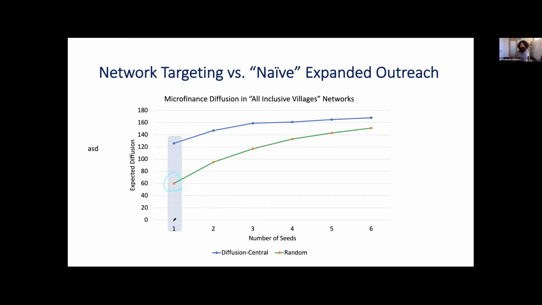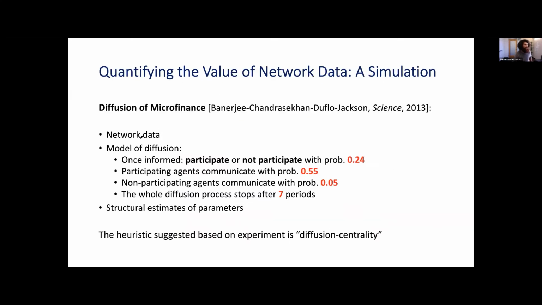If I have one seed, and I go to all these 75 villages that I have data for and randomly seed someone, this is data, I randomly pick a node and that person is now informed about the existence of microfinance. Now that person is going to participate with probability 24%. If they participate, they're going to inform their neighbors with this probability. If they don't, with this probability, and I'm going to run this diffusion model.